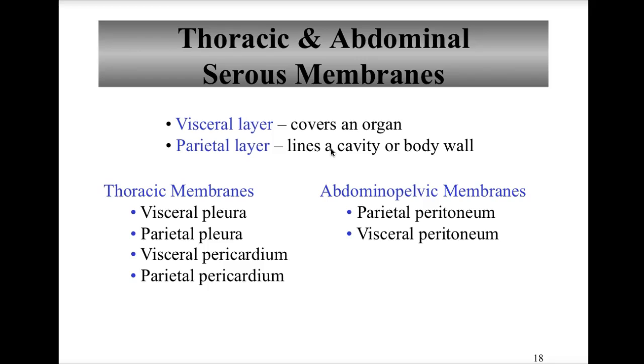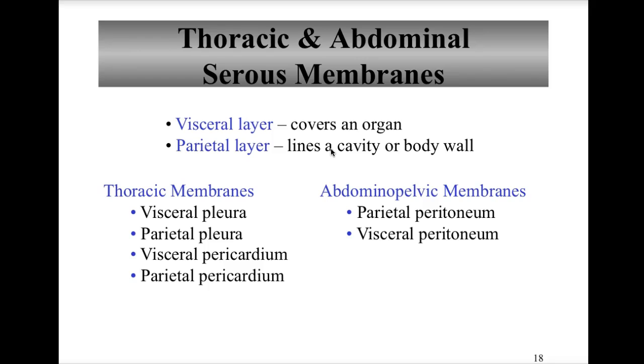If you look in the thoracic membranes, the serous membranes of the lungs, these are the membranes that cover the lungs, are called visceral pleura, because remember, visceral surrounds an organ. The membrane that lines the thoracic cavity is called the parietal pleura. The space between those two membranes is called the pleural cavity, and it's filled with serous fluid.